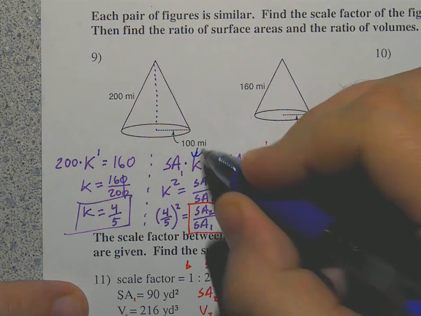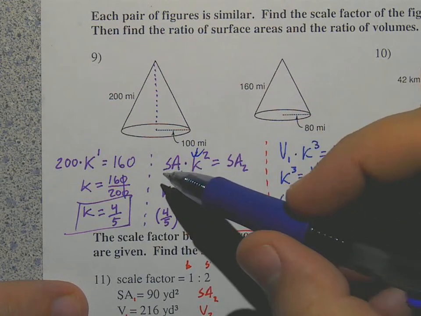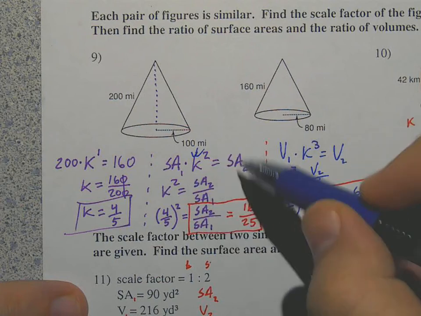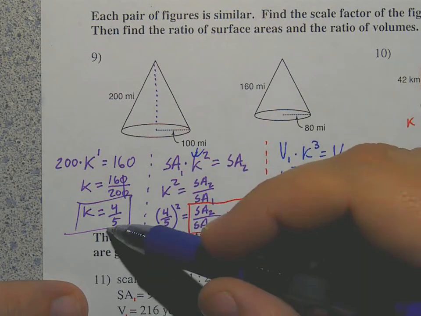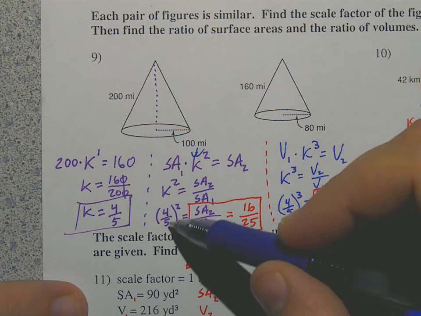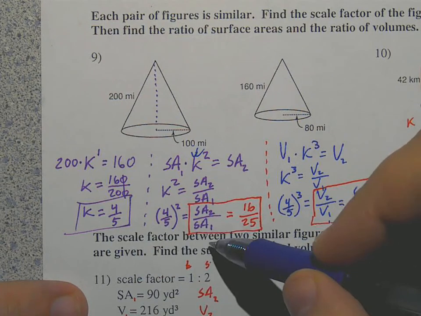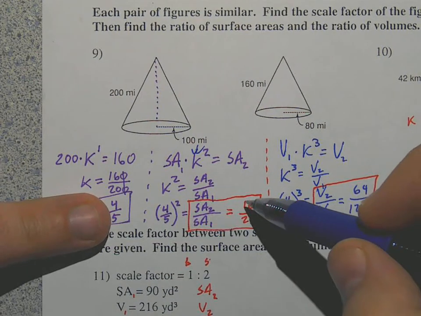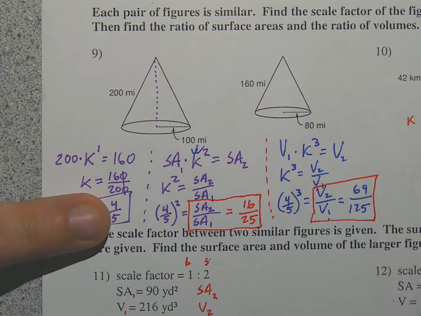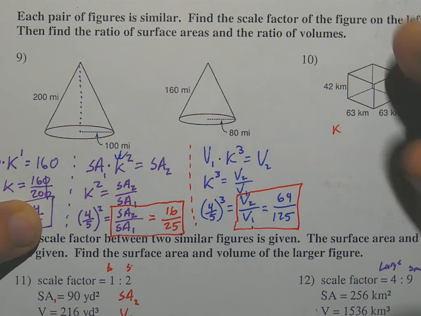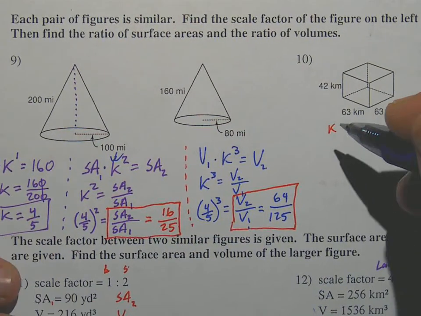But now I need to put that 4/5 to use. So I'm going to put it to use right here in the form of K squared. I know that surface areas are going to get multiplied by a factor of K squared because they're in 2 dimensions, and they had a length and a width that both got K. So K squared, I end up getting (4/5) squared equals SA2 over SA1. And so technically, when you square 4/5, you're going to get 16/25. And therefore, the ratio is 16 over 25.